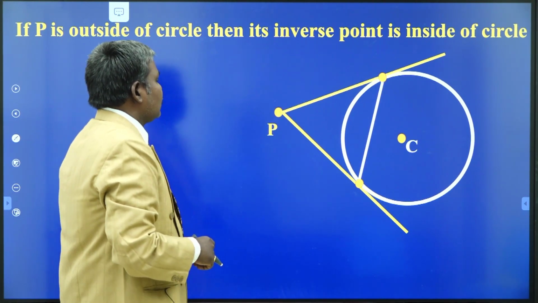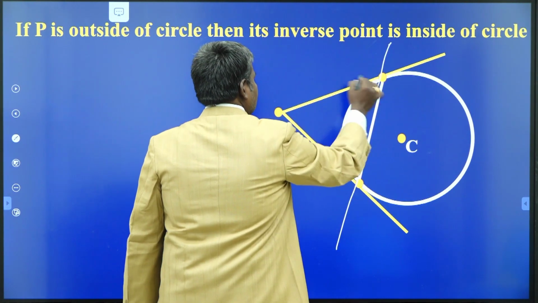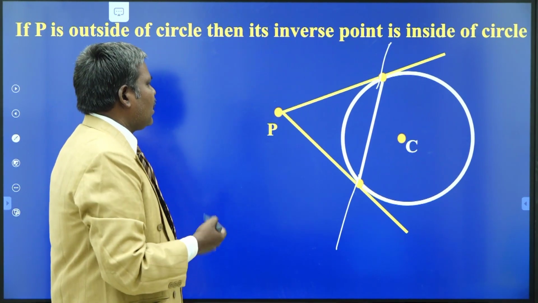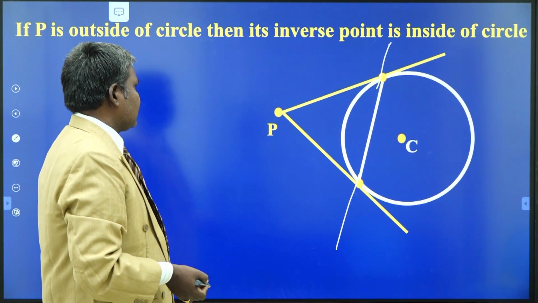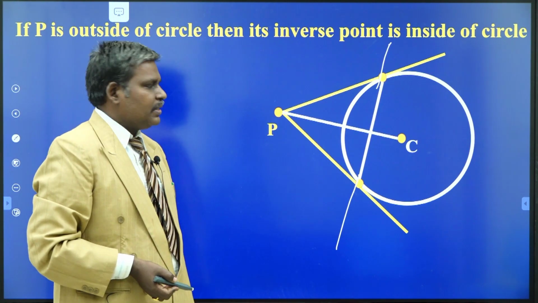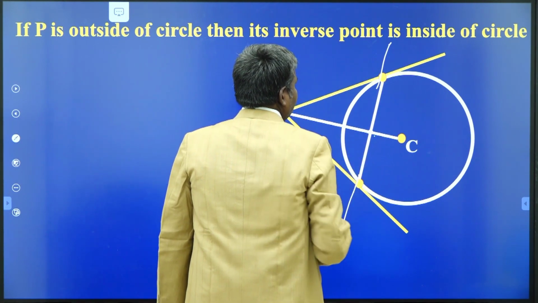Now this is what? The chord of contact. You may extend it in this manner also. This is the chord of contact. This is your polar. The point is outside, so your polar coincides with the chord of contact. Understand? Now the line joining CP, in this manner. What is their point of intersection? This is the point of intersection.